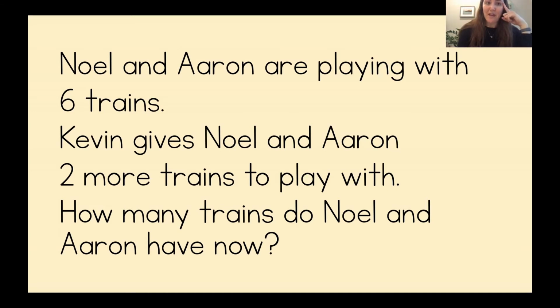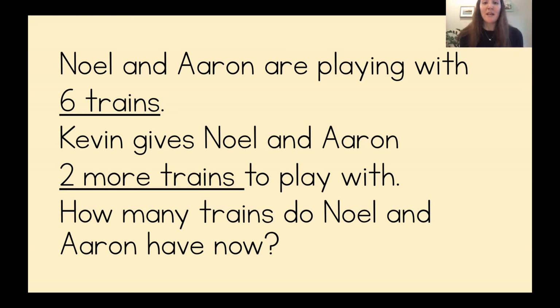So now I need to think about how many trains did Noelle and Aaron have to start? And then how many trains is Kevin giving to them? So I underlined 6 trains because Noelle and Aaron are playing with 6 trains. They have 6 trains right now. And then Kevin is giving them 2 more trains. So I underlined 2 more trains to remember that they are getting 2 more trains to play with.